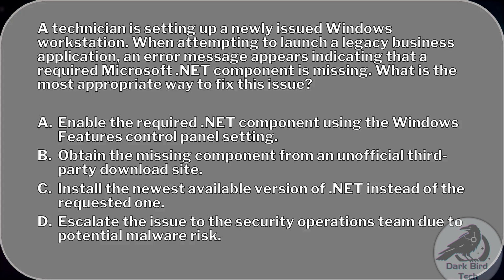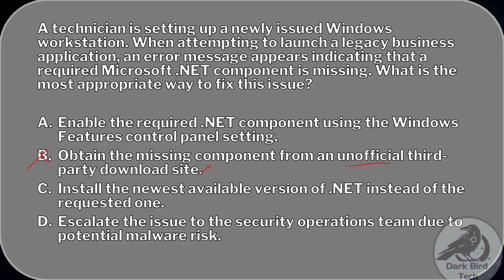That seems like a pretty good option, but don't get too hung up on the first option even if it looks good. Read the rest, just to make sure there's not a better one hiding in the rest of them. Option B, obtain the missing component from an unofficial third-party download site. The fact that it's unofficial third-party, I'm not liking that. That's dangerous. So let's take out option B. I'm not thrilled about that even before I consider the rest.